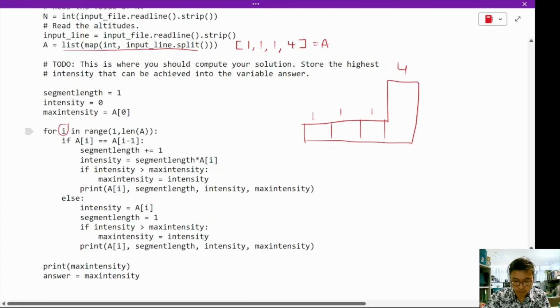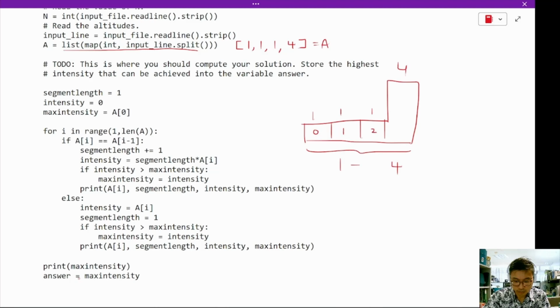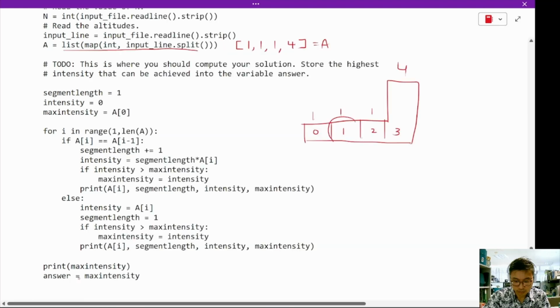Now, we use i in the range 1 to length of A. So let's say the length of A is 4. Then i in the range 1 to 4. Now remember that this is index number 0, 1, 2, and 3. So by saying that, look for the index number 1, meaning that we'll start comparison from this point onwards. Now, if the altitude of index number 1 is the same as the altitude of index number 0, then the segment length will increase by 1.